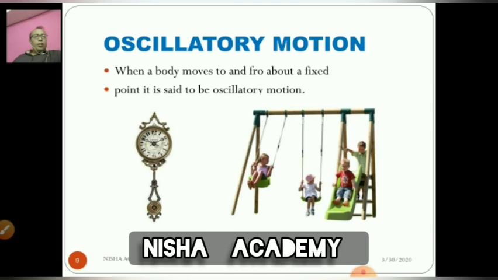So, what is oscillatory motion? When a body moves to and fro about a fixed point, it is said to be an oscillatory motion.